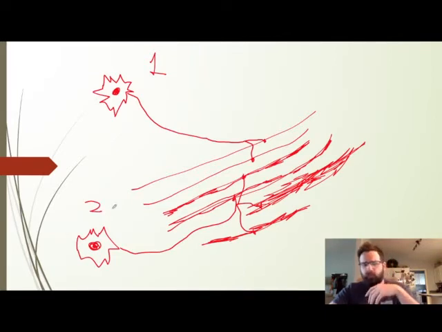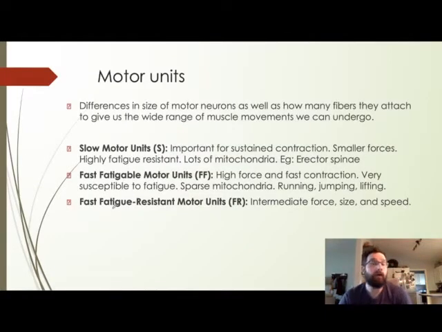Okay. So moving on, there are, like I said, different types of motor units. They're not all the same. They can have differing numbers of neurons, and they can have differing size and strength and contractile speed and so on and so forth based off of the type of neuron and the type of muscle fibers that they're attaching to. So differences in size of motor neuron, as well as how many fibers and the strength and size of those fibers they attach to, give us the wide range of muscle movements that we can undergo, right?